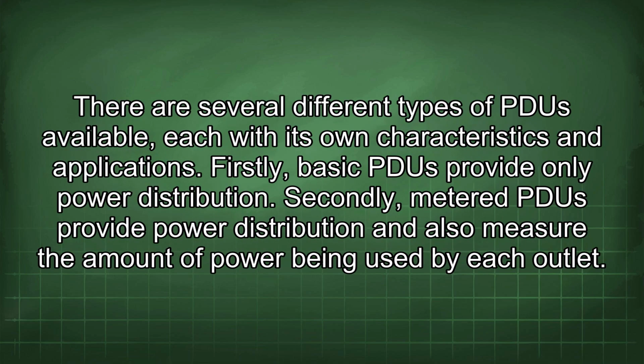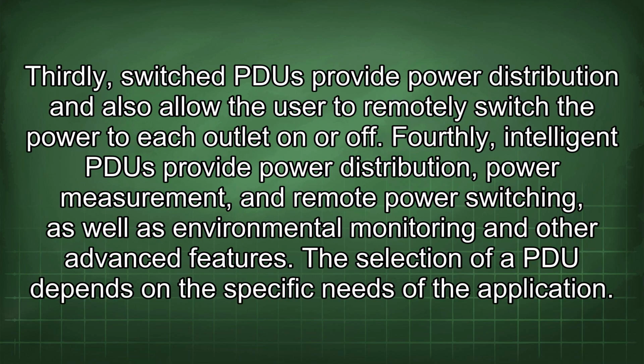There are several different types of PDU available, each with its own characteristics and applications. Firstly, basic PDUs provide only power distribution. Secondly, metered PDUs provide power distribution and also measure the amount of power being used by each outlet. Thirdly, switched PDUs provide power distribution and also allow the user to remotely switch the power to each outlet on or off. Fourthly, intelligent PDUs provide power distribution, power measurement, and remote power switching, as well as environmental monitoring and other advanced features.